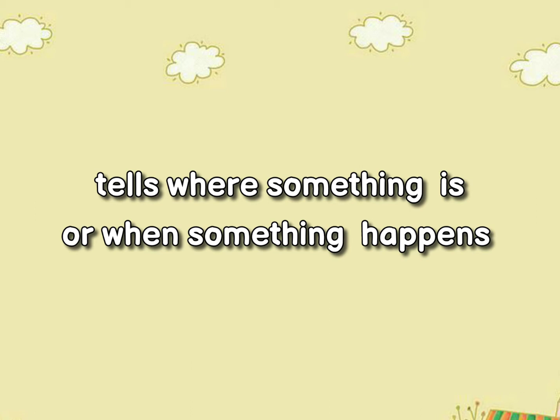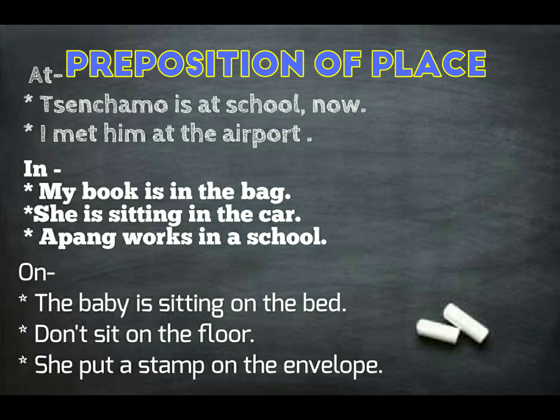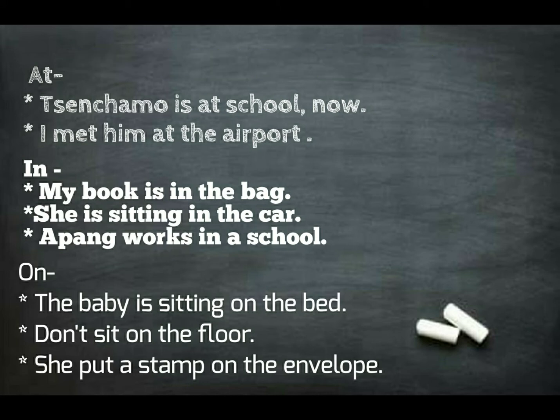There are some types of preposition. So firstly we will be dealing with the preposition of place. So here we can see that it is used to refer to a place where something or someone is located. Given are some examples. At. So when we look at this word, preposition, it tells us about the place. Trinchamo is at school. I met him at the airport. It tells us about where the noun is.